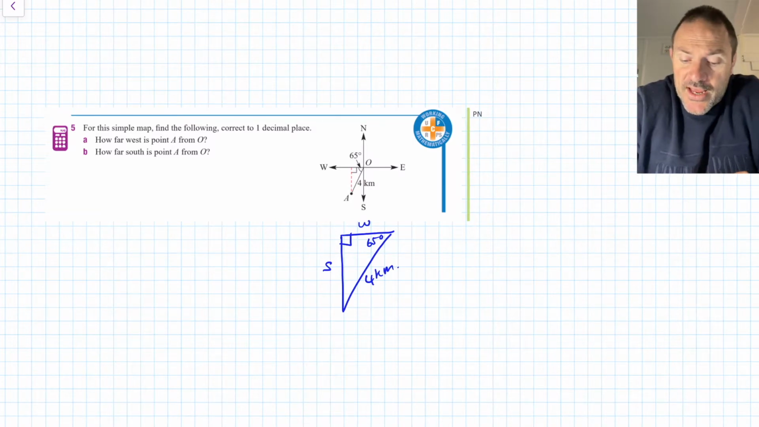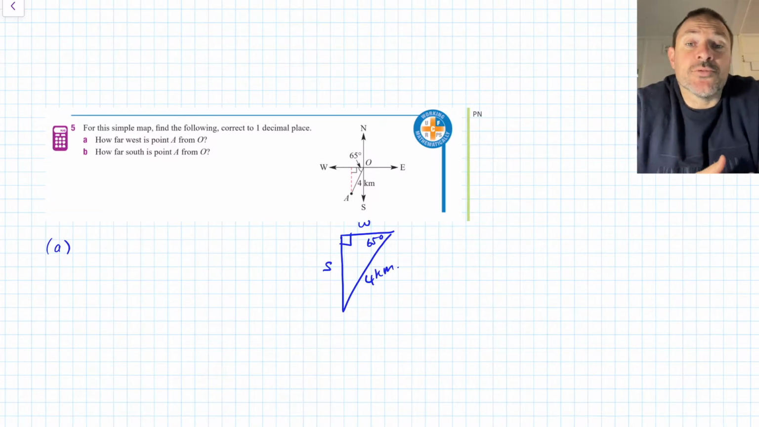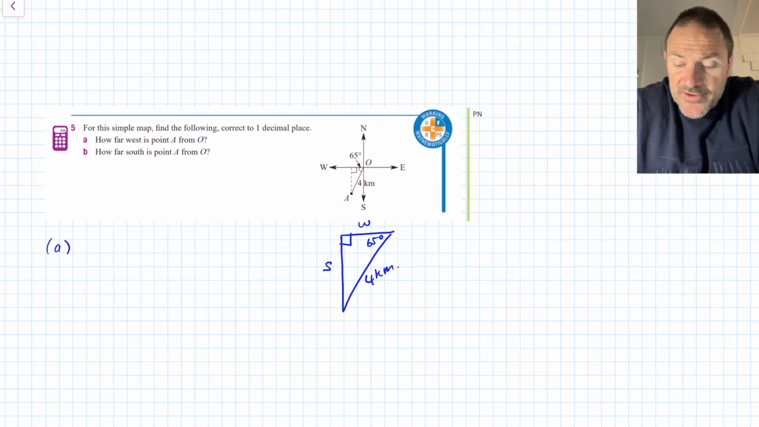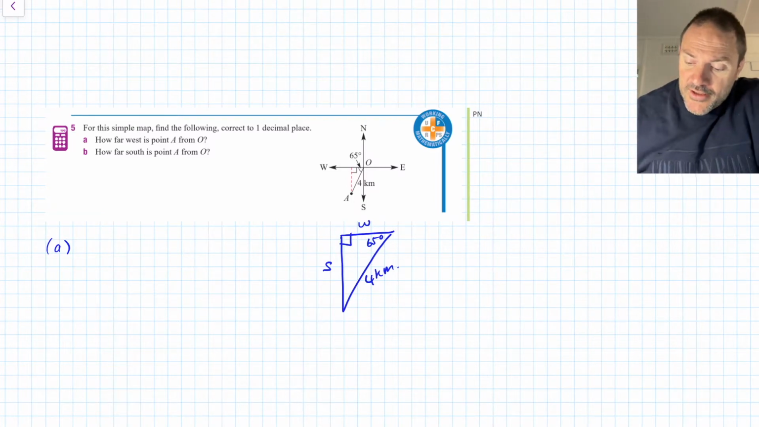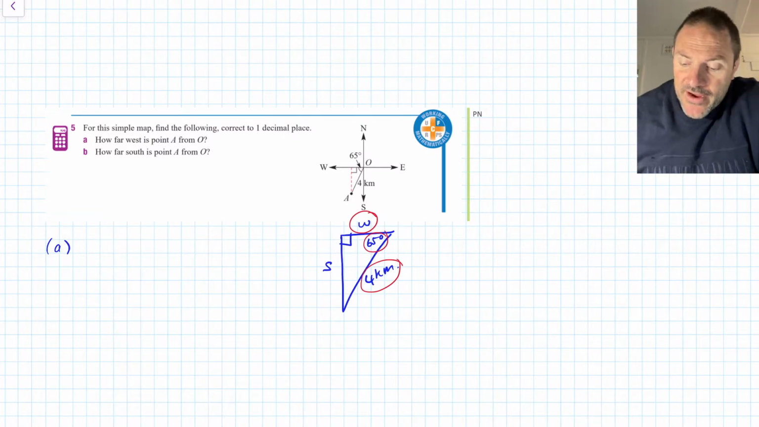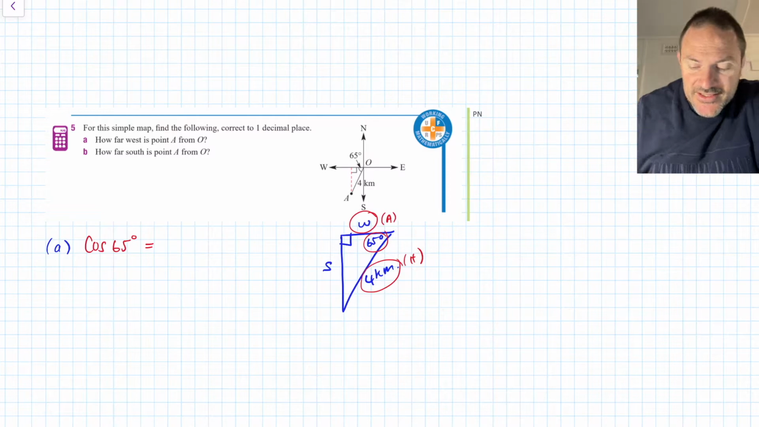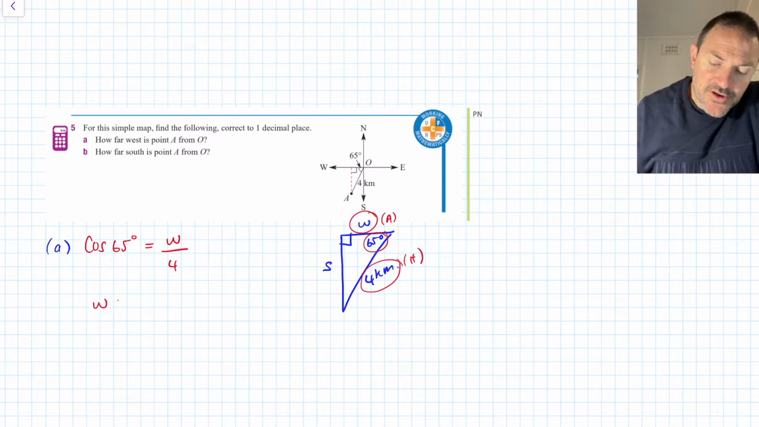Now, for part A, we're going to have to use trigonometry, of course. Again, just a normal trig question, finding a side. So if it says how far west, we're looking for the W, and the 4 kilometers and the 65 degrees. Now, remember our rules. First of all, label. We have our adjacent side, we have our hypotenuse side, which means we are using cos. So cos 65 degrees is equal to my adjacent, in this case it's W, whatever letter you want to have it, over 4. So it's just a simple question, 4 times cos 65.